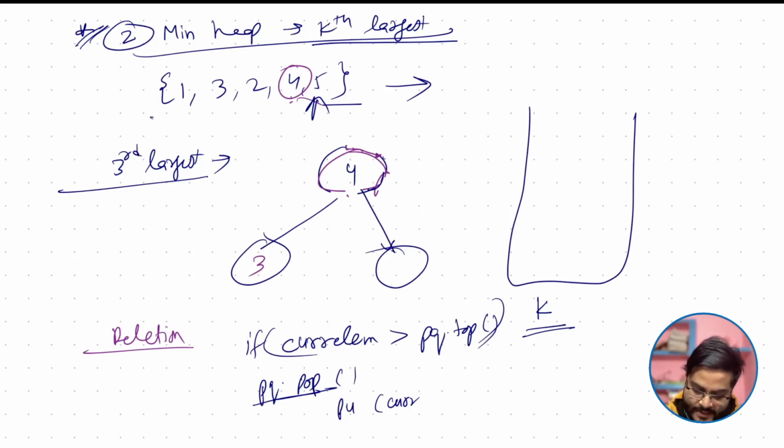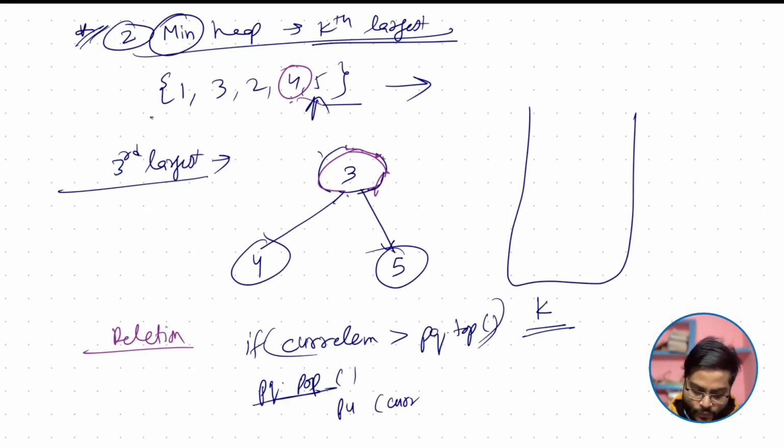Now rebalancing is required. So 3 will be here, I will swap this, 3 will be here and 4 will be here. I am doing nothing, just rebalancing the tree to form the min heap property. Now I will insert 5.